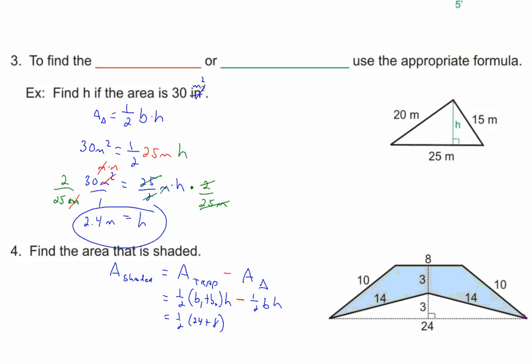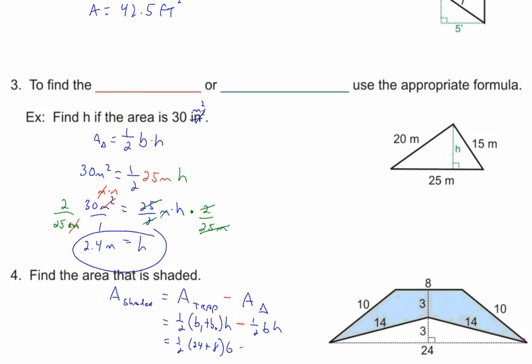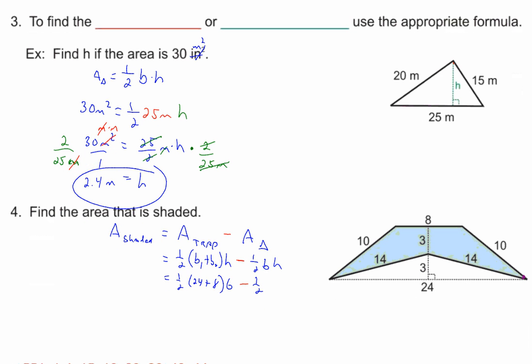All right, what's the height of the big trapezoid? Say it if you know it. 6, right? 3 and 3 is 6. Then we got the red minus sign. Half is a half. What's the base of the triangle? 24. What's the height of the triangle? And you'd have to finish that problem out. And for time's sake, we're not going to have time to finish it.